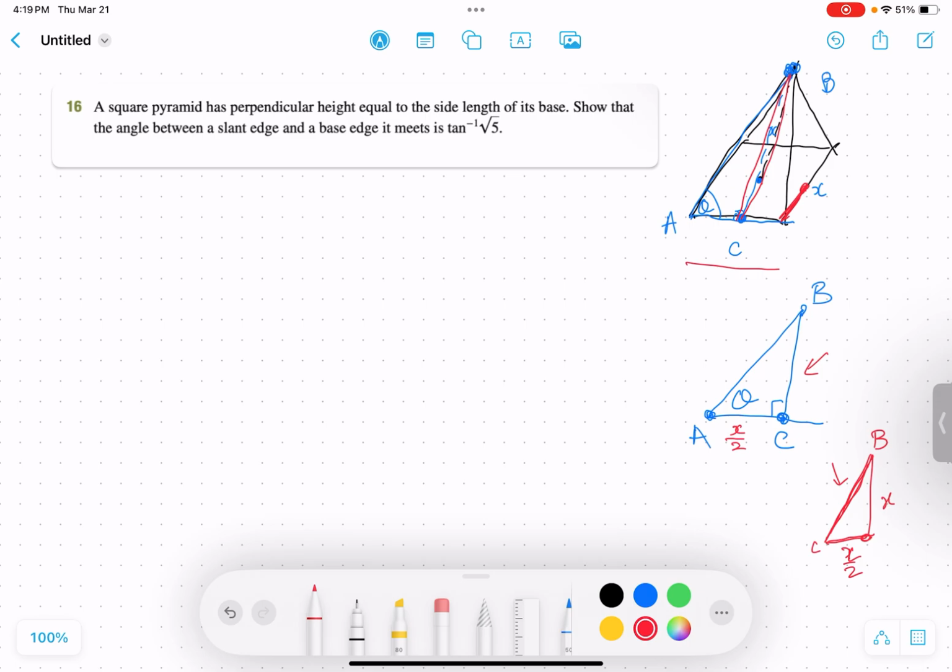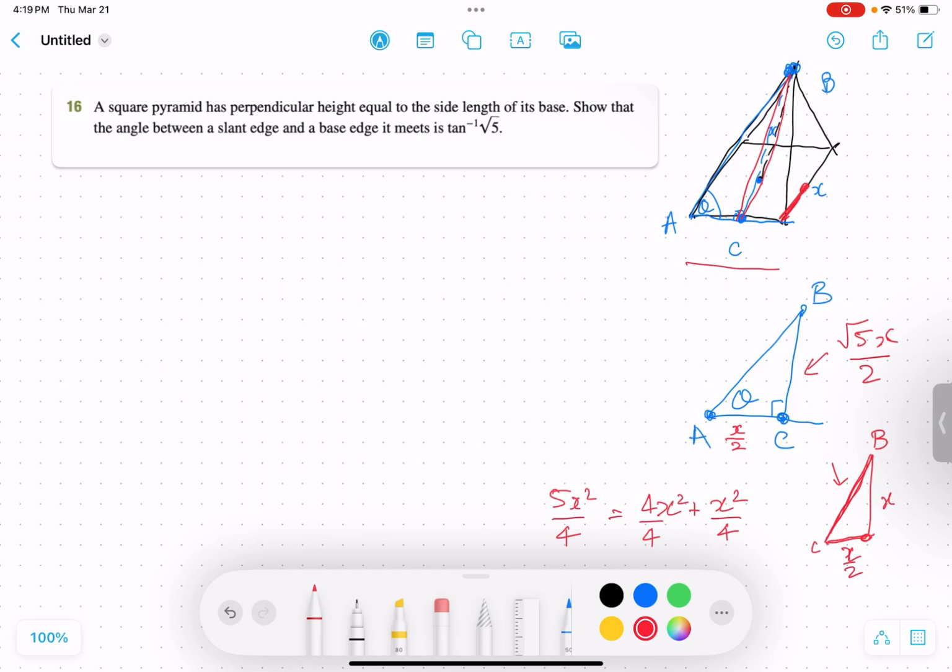Sorry for my drawing. So we've got that BC squared is x squared plus x squared on 4. This is like 4 on 4. So we are getting 5x squared on 4. And if we square root that, we get square root 5 x on 2. So that's what that equals.